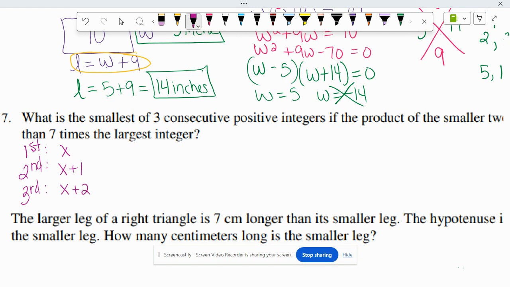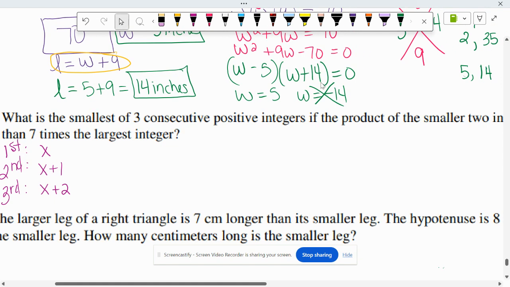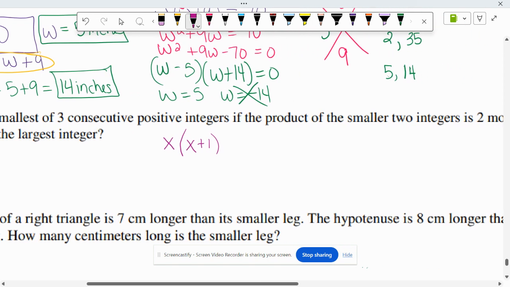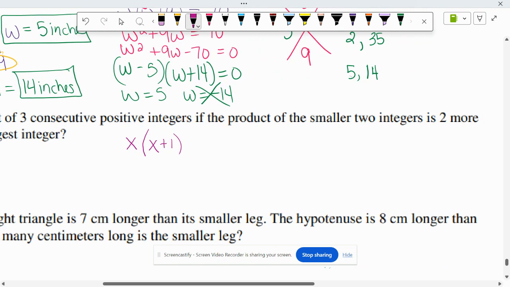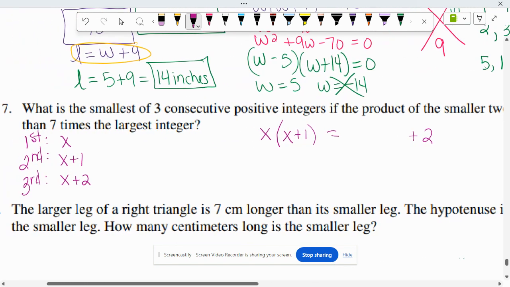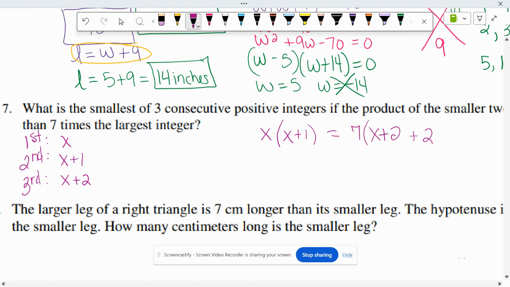So I have 3 consecutive integers, and it says if the product of the smaller 2, so I'm going to take the smallest integer x and multiply it by the next integer, x plus 1, equals 2 more than, that means I'm going to add 2 to something. Well, what am I doing? I'm adding 2 to 7 times the largest integer. So that's what this looks like.